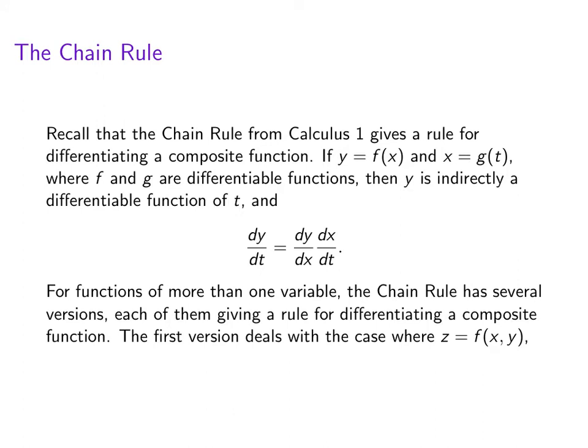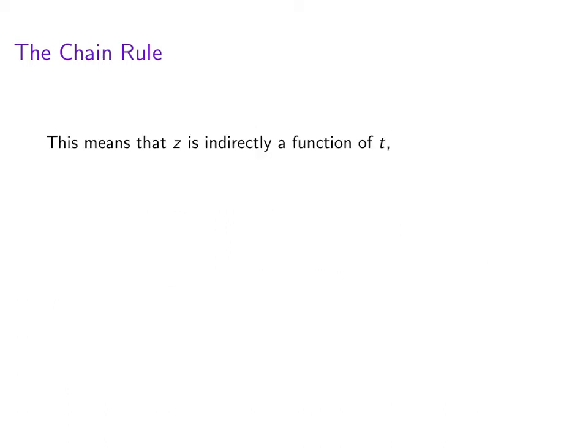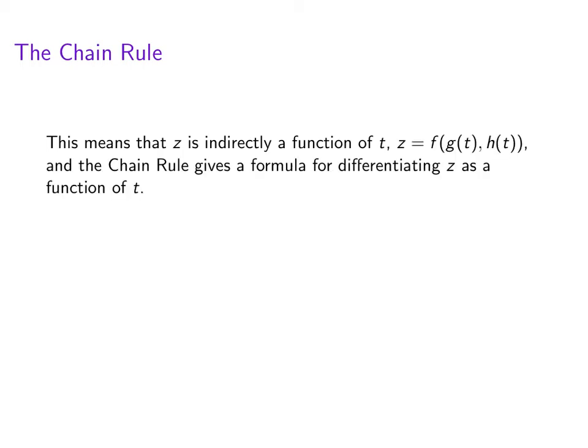Now the first version we're going to talk about will deal with a case where z is equal to f of x, y, and each of the variables x and y is, in turn, a function of a variable t. So z is indirectly a function of t. So we'll say that z is equal to f of g of t, h of t, and then the chain rule will give us a formula for differentiating z as a function of t. And when we write out the formula, we'll assume that f is a differentiable function of two variables.